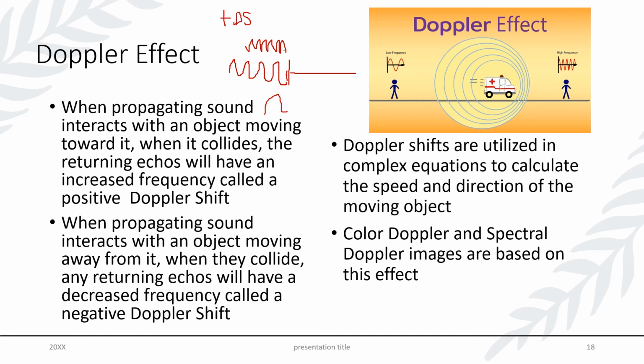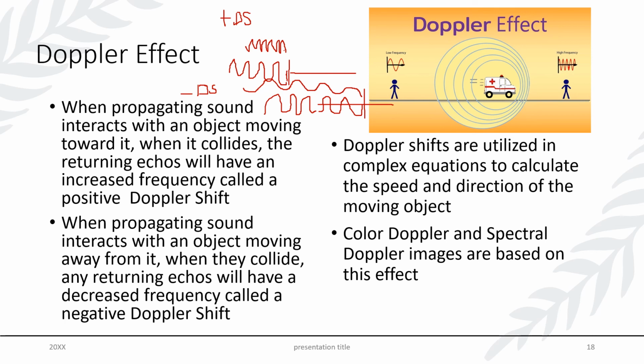If we have a sound wave going and we have an object moving away from it, that sound wave is going to have to travel to catch up with that object. Because it had to travel to catch up with it before it interacted, it's going to end up producing an echo with a lesser frequency. We would call that a negative Doppler shift. Now, depending on how big the positive Doppler shift or how big the negative Doppler shift is, that information can be applied to equations to determine the exact velocity in which that object was moving.